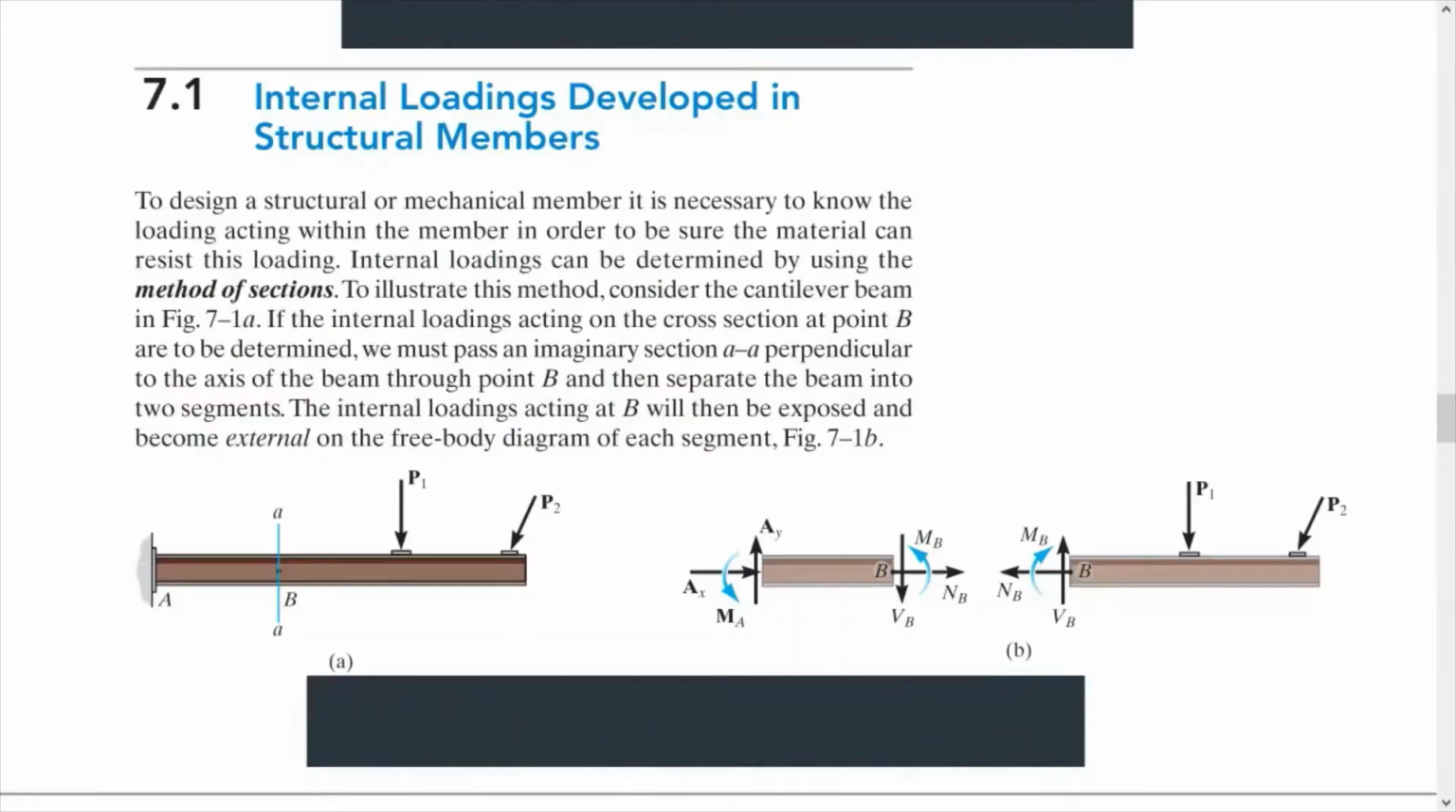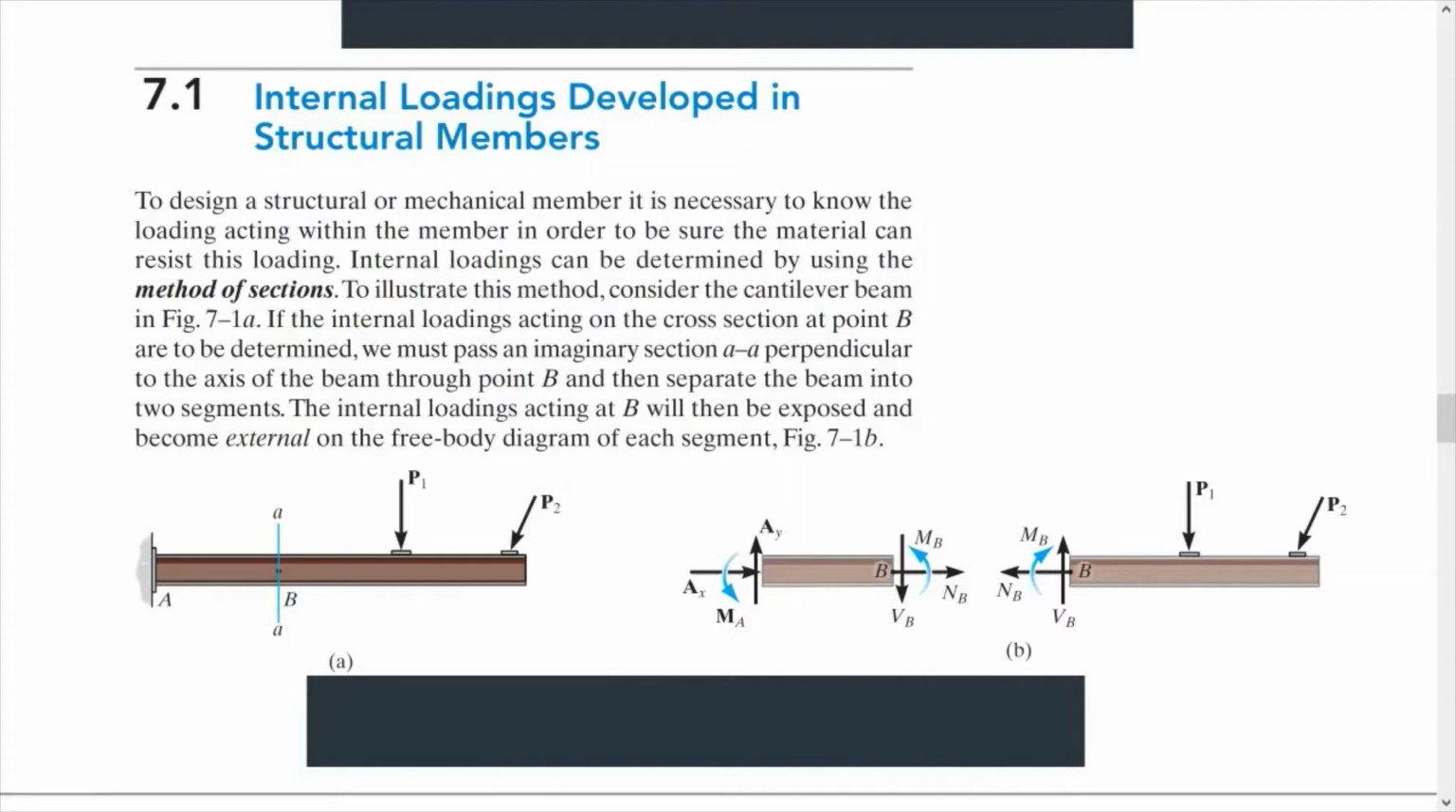So to design a structural or mechanical member, we need to know the loading or the internal loadings acting within the member to make sure that the material can resist the loading. يعني حتى نصمم structural member, let's say, لازم نعرف loading which is within the member, so we make sure that the material of this structural member can resist the applied load. يعني ممكن تقاوم اللود المطبق عليها. In this case, the internal loadings can be determined by making an imaginary section and find these forces. Let's take an example here and see how we're gonna do that.